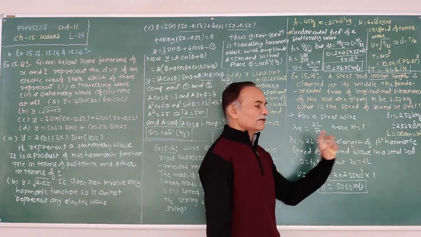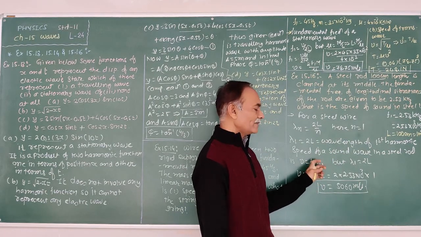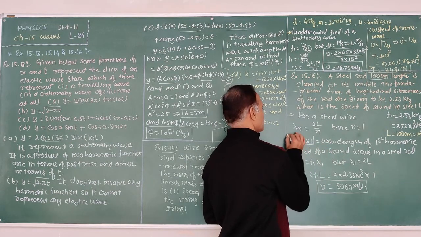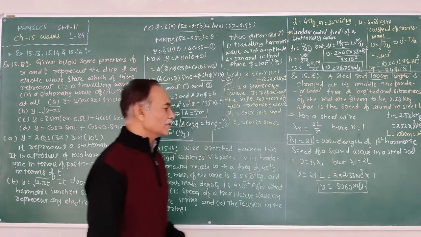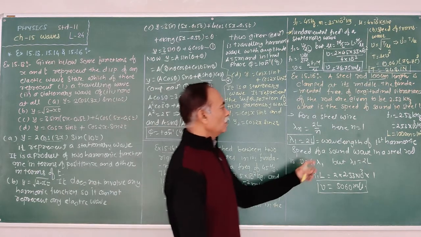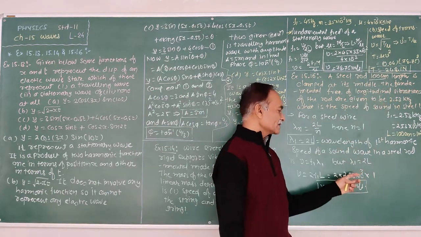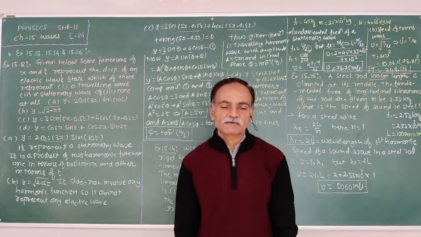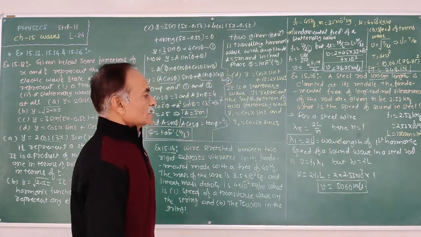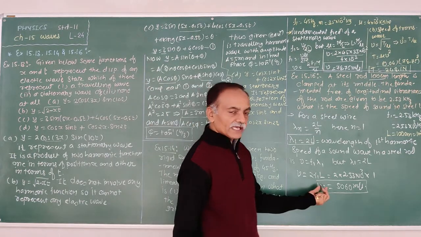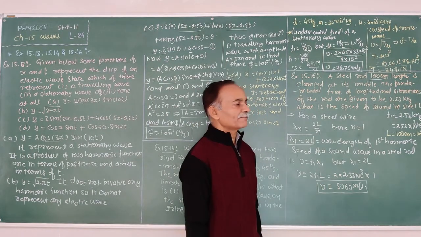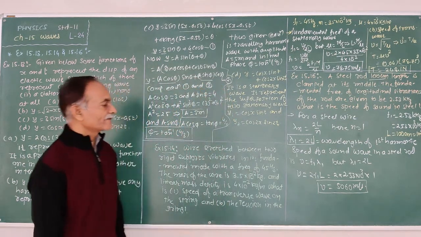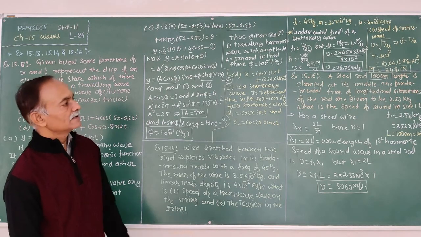Now the speed of a sound wave in steel rod, V is equal to F1 lambda 1. But lambda 1 we just obtained, that is 2L. Therefore, V is equal to 2F1L. So 2F1 is 2.53 into 10 to the power 3, and length L is equal to 100 centimeter. That means 1 meter. So the speed of a sound wave in steel wire is 5060 meter per second. Clear this? Okay. Now the next numerical we discuss.